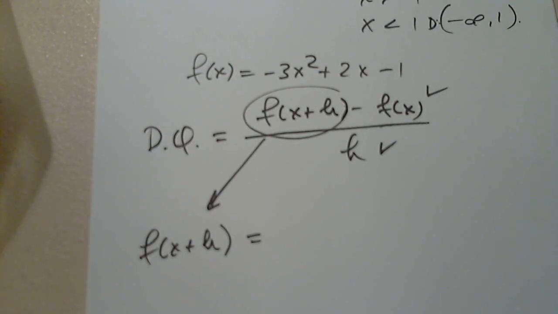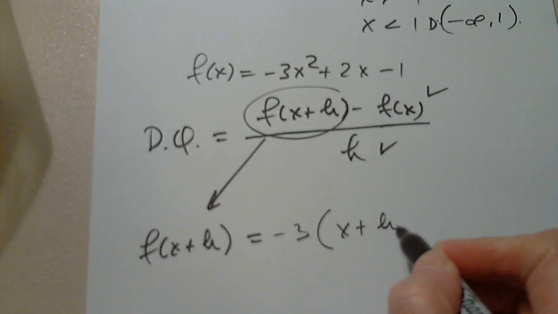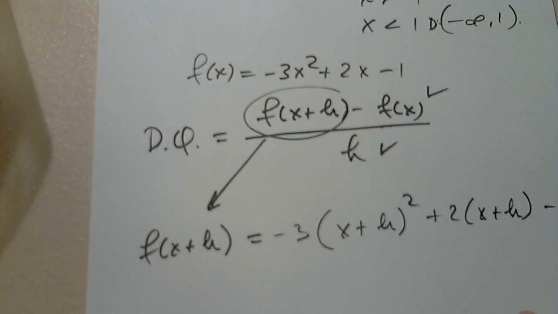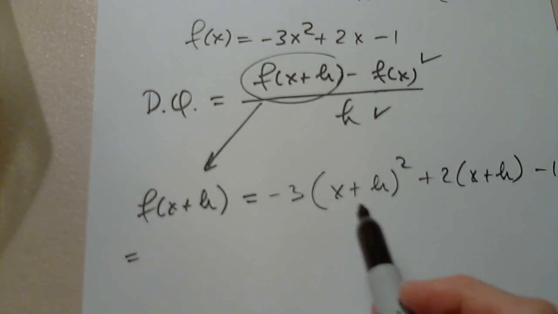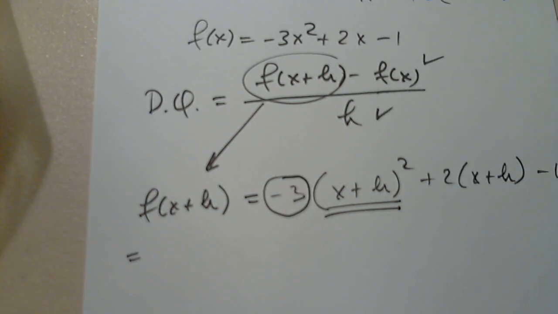Well, you have to plug x plus h in. Yes, I have to plug it in, and I will write initially negative 3, and in parentheses x plus h squared plus 2 times x plus h and minus 1. Now, remember, I have to square first. Do not try to distribute till after you square.